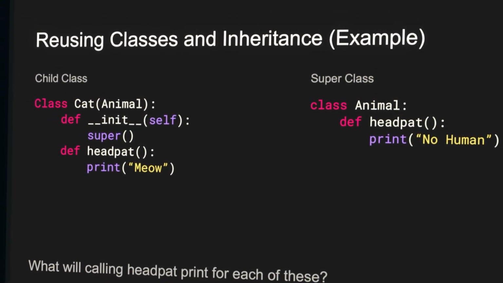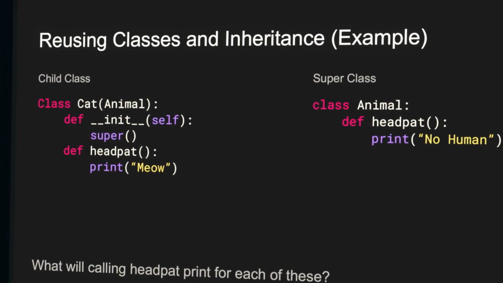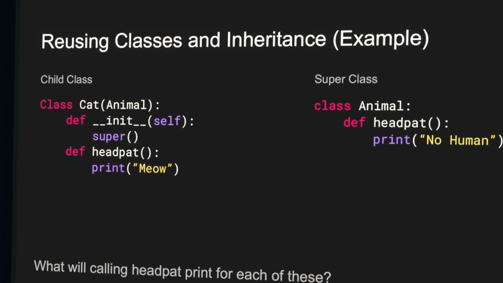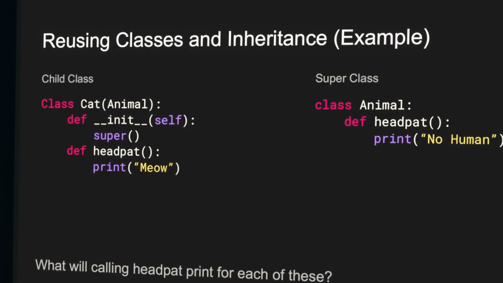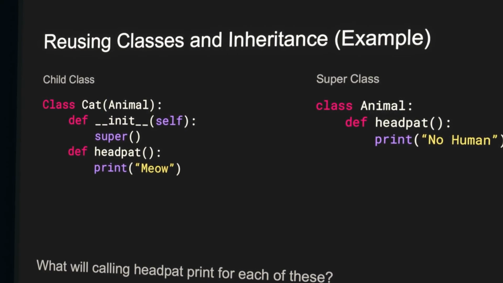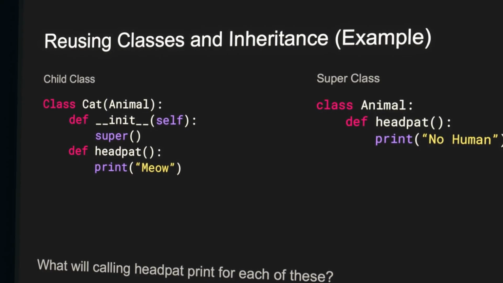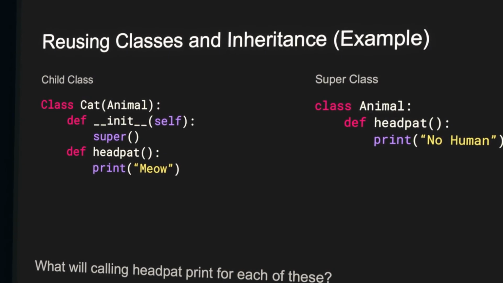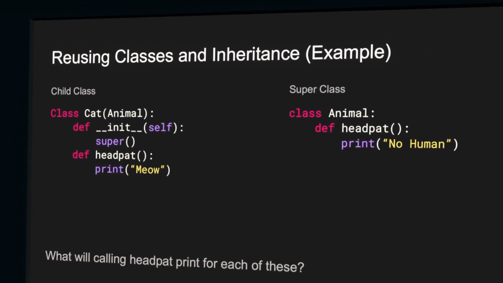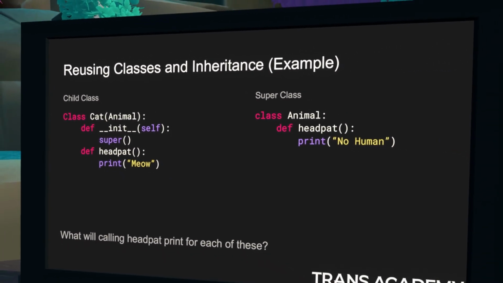The fun thing about this, which is worth mentioning, is if you have variables or functions with the same name, they will be overwritten in the child class. So, who would like to take a stab at what will be printed as a result of this? Let's say I call the headpat method on animal. What'll be printed?